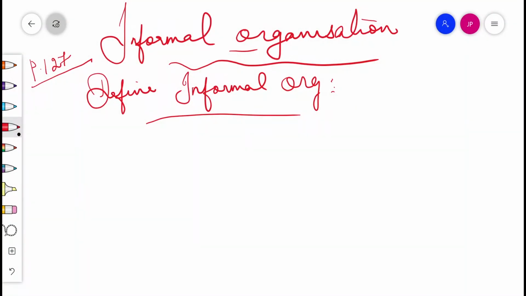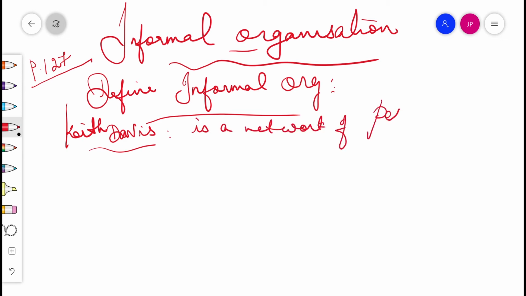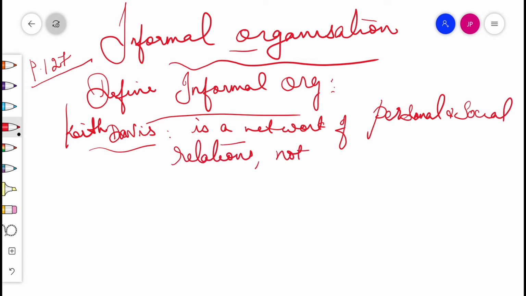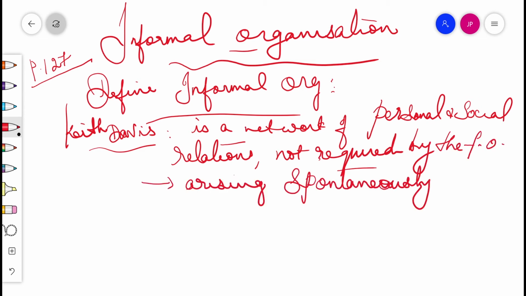Today's topic is informal organization. Define informal organization. Keith Davis defines informal organization as a network of personal and social relations, not established or required by the formal organization, but arising spontaneously as people associate with one another.